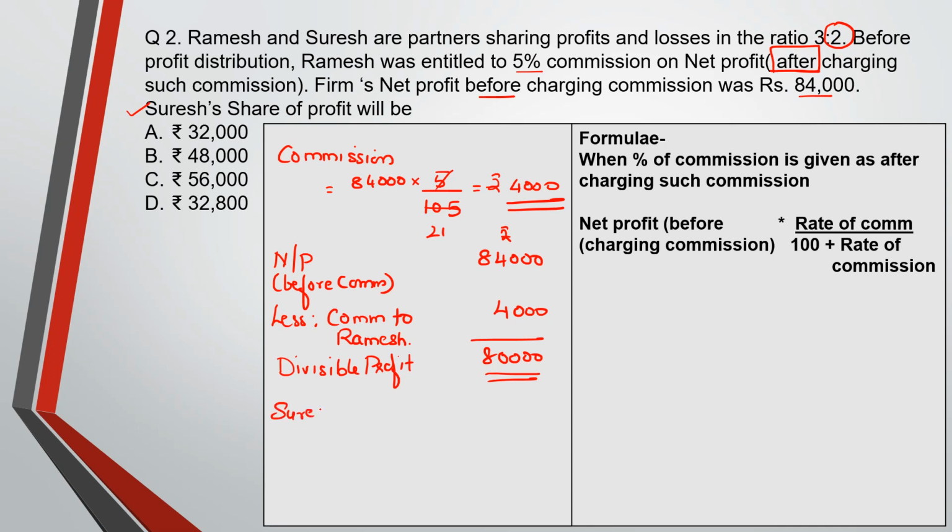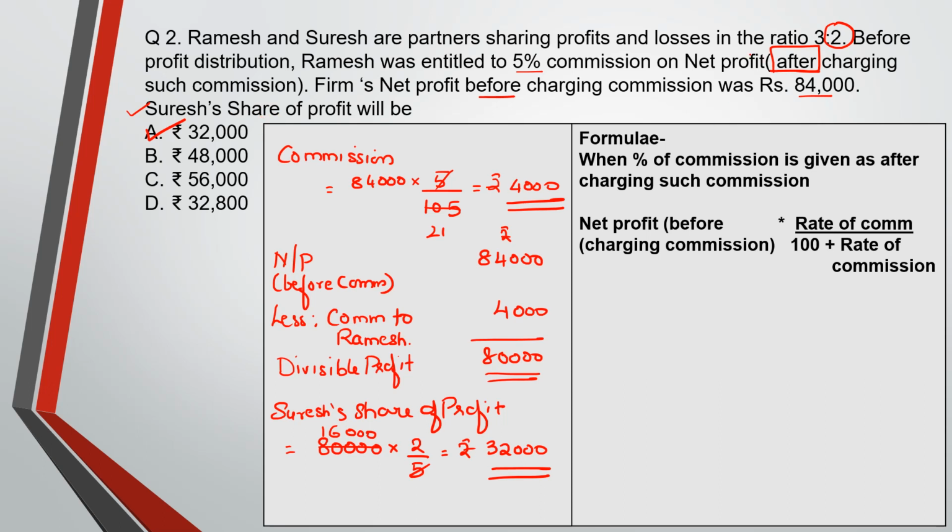Therefore, Suresh's share of profit is going to be on 80,000, 2/5. So calculate that. It is going to be 32,000 rupees. So the answer here is A. 32,000 is Suresh's share of profit.